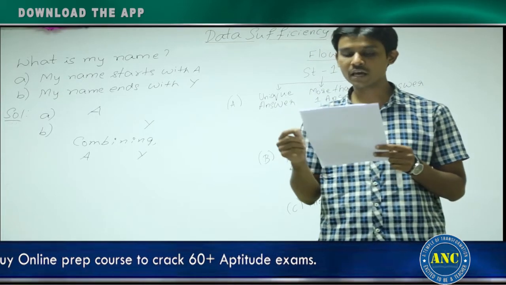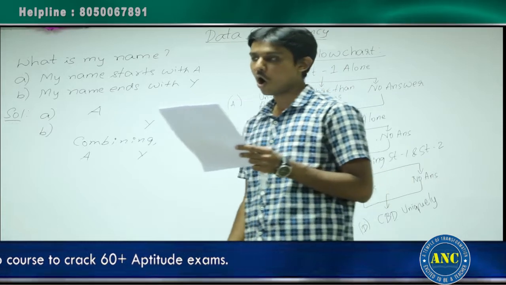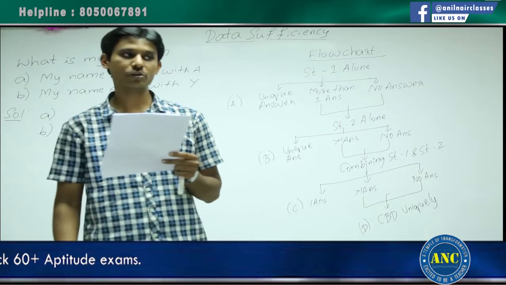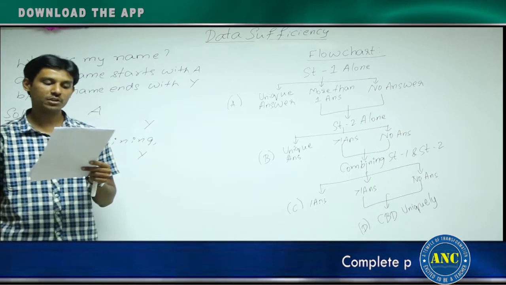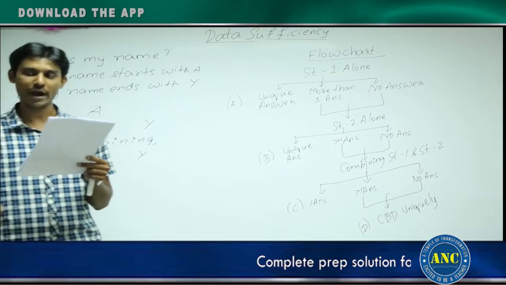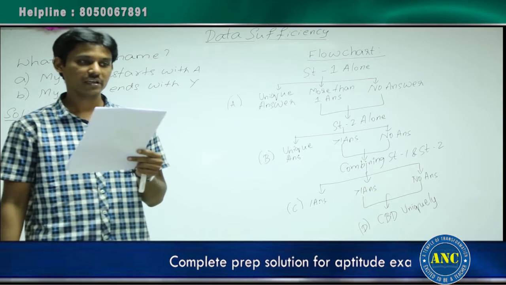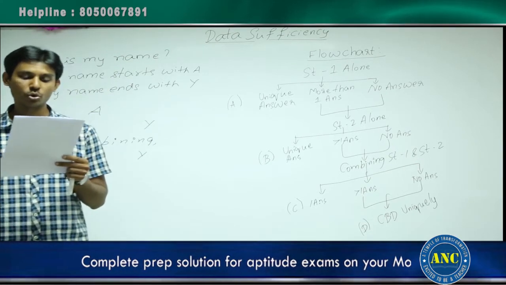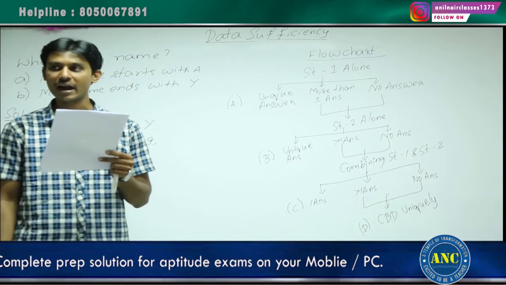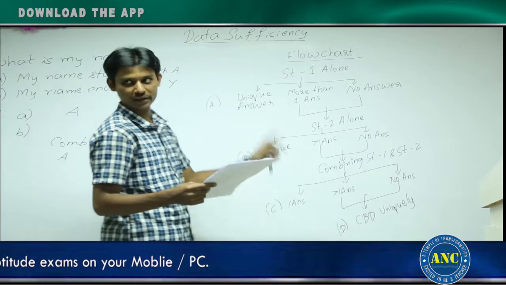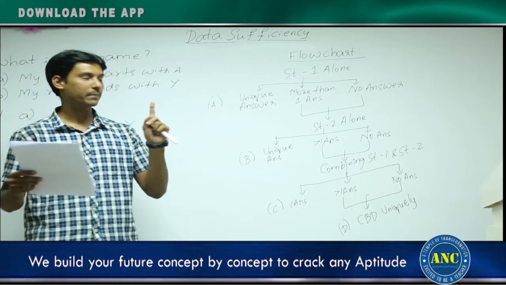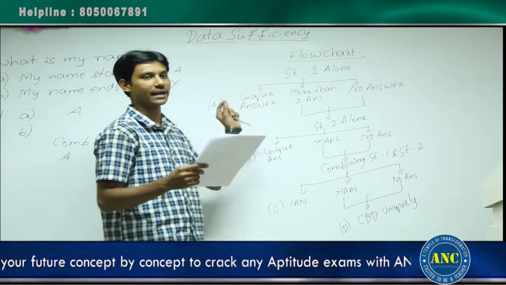if statement 1 alone is sufficient to solve the question. Option B, if statement 2 alone is sufficient to solve the question. Option C, if both statements taken together are sufficient to answer the question. Option D, if statements 1 and 2 together are not sufficient and additional data is needed to answer the question. That is what I explained in the flowchart also. Understanding? For the first 10 questions we are solving based on the direction given.